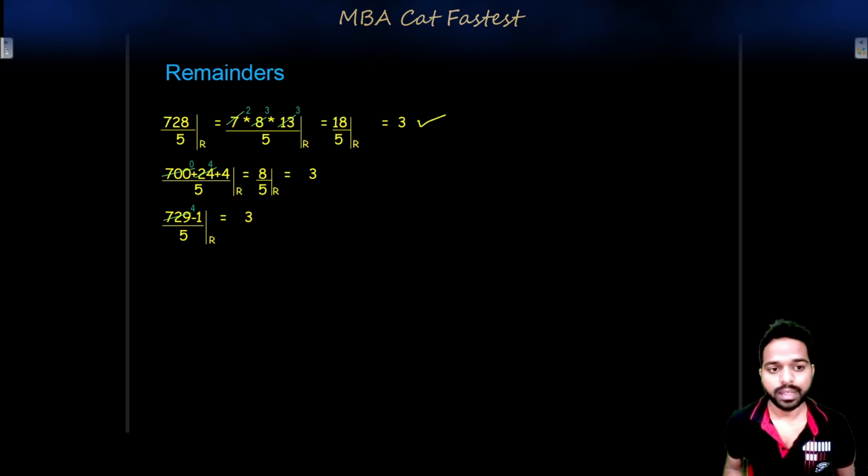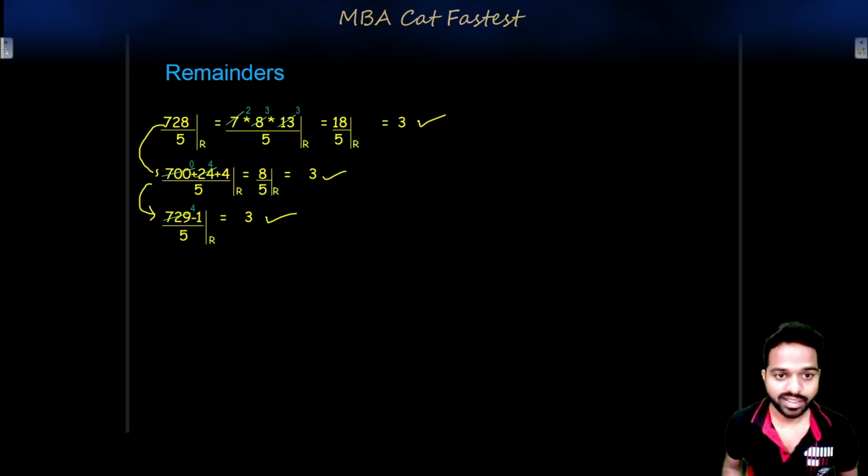You could have also obtained the same result if I would have written 728 as 700 plus 24 plus 4. The remainder would still come 3, or you could have obtained the same if you would have written 729 minus 1 divided by 5. The remainder would still come 3. The point is, in the exam you can change the number as per your convenience, whichever would seem easy to you, and you could obtain the result. The answer would always remain the same.